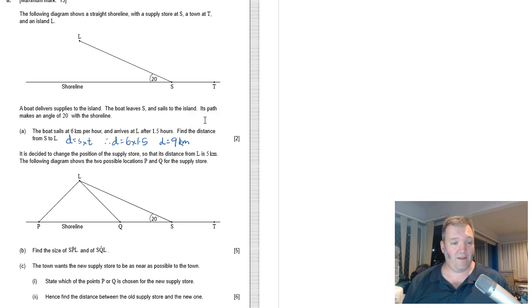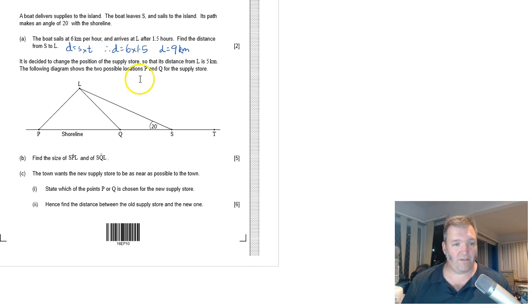Now, the position of the supply store is going to move so that its distance from L is only 5 kilometres. So we've got two options there, P or Q. Find the size of SPL and SQL. So we've got a distance now, which is helpful, so we might label that in.